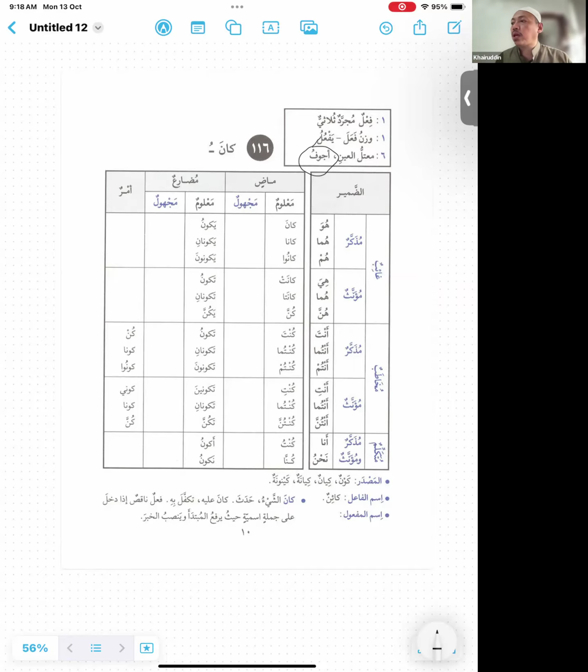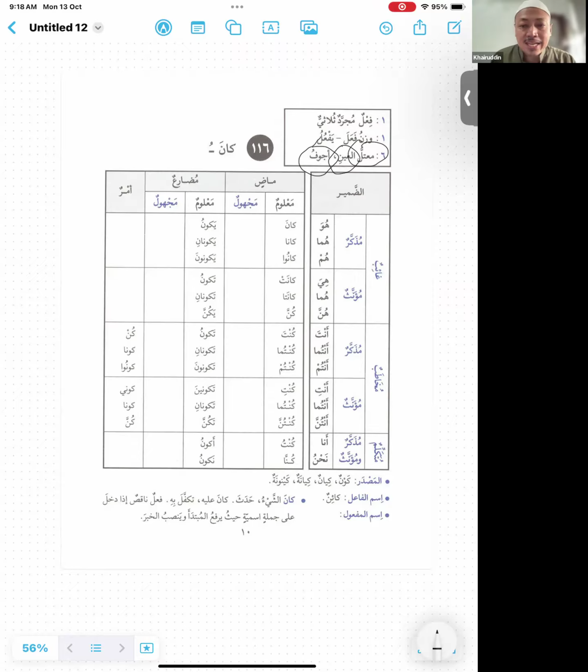But when we look at this verb here, kana, you only say kana. So actually, it seems like there's one huruf that's missing. So what is the huruf or harf that's missing here? The middle one. So we call this the ain, the ainul fa'al. So we call this mu'tal ain.